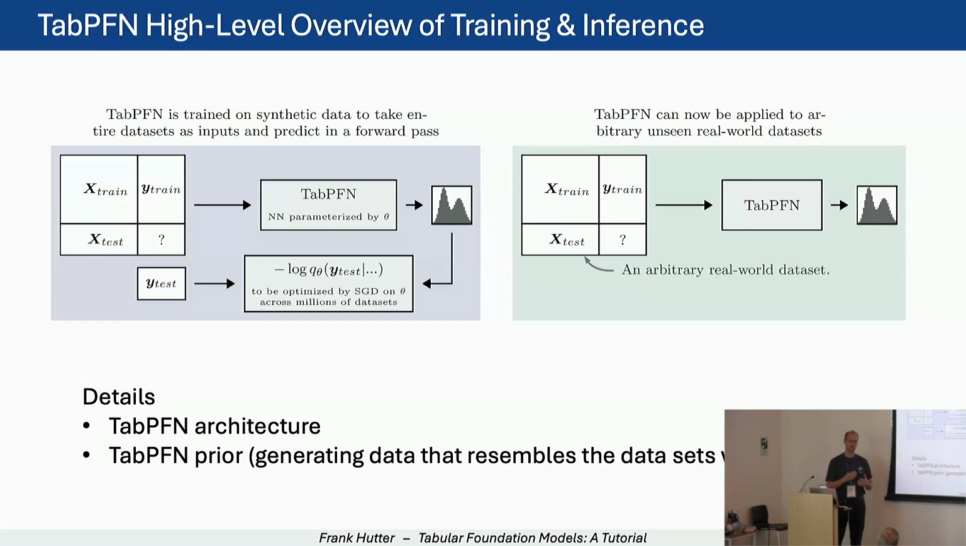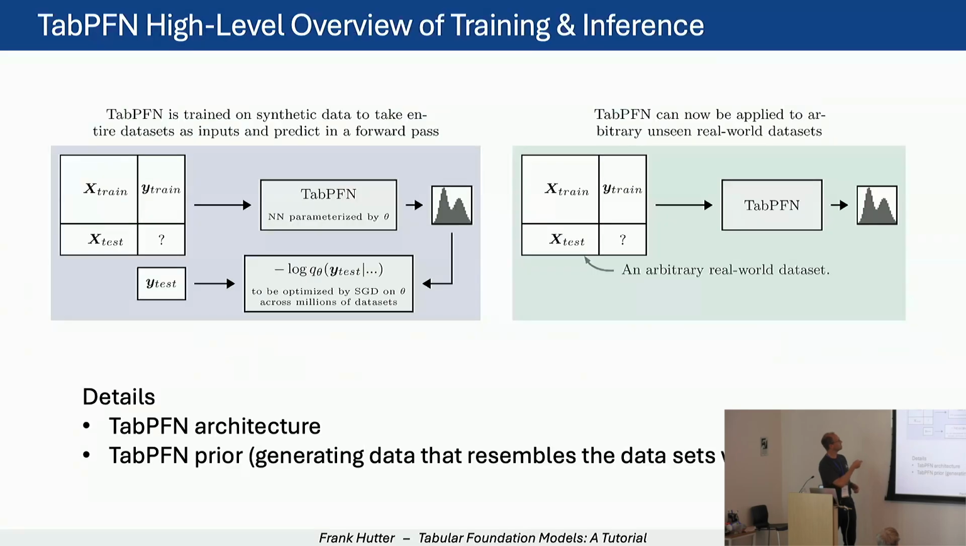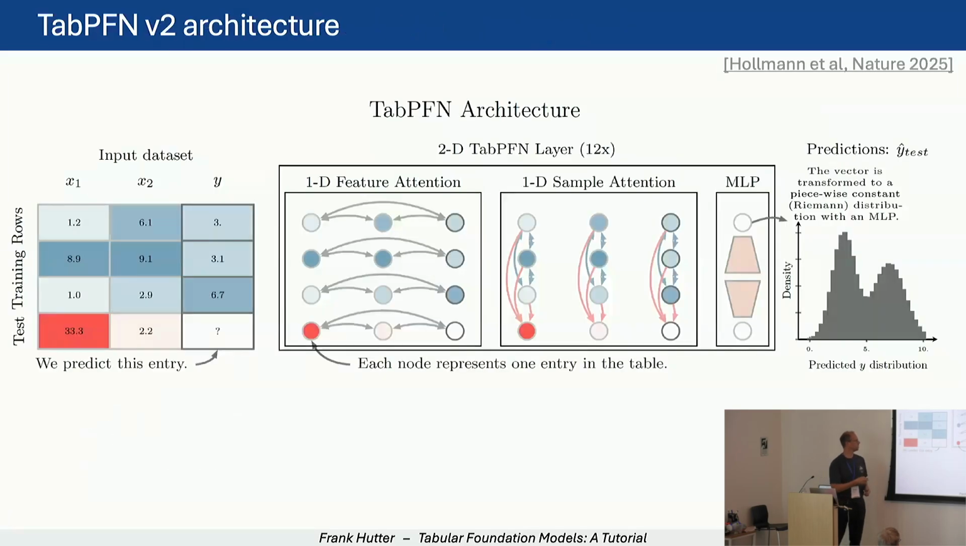So it needs to mimic the type of data that we expect. All right, architecture first and then prior. So the architecture in TabPFN v2 is as follows. This here is this picture with a question mark. This question mark is what we want to predict.